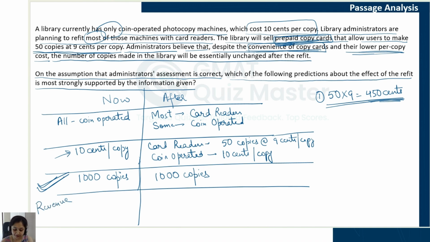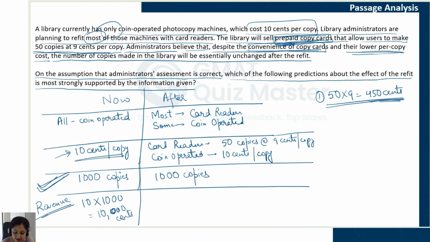So earlier, the library was selling one copy for 10 cents. And if there were 1,000 copies, the revenue would have been 10 into 1,000, which is equal to 10,000 cents. Now, what will be the revenue now?